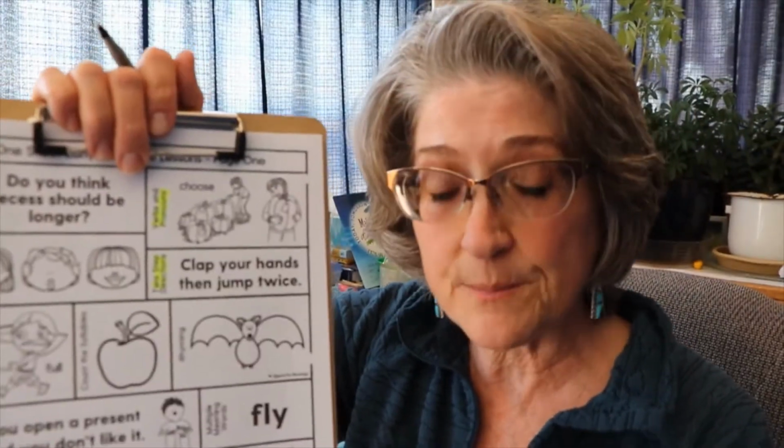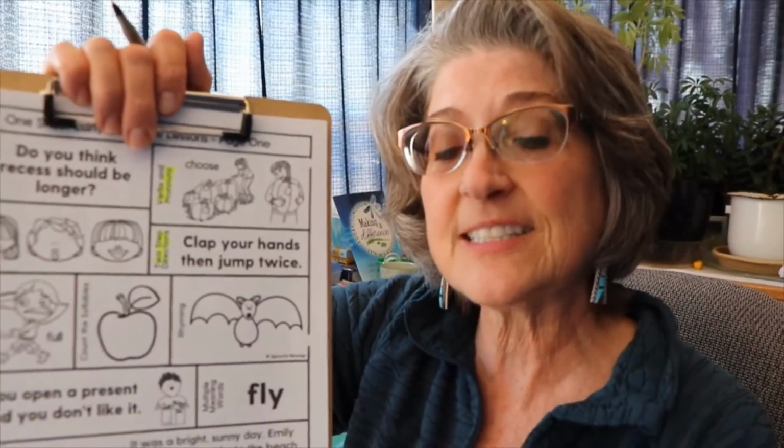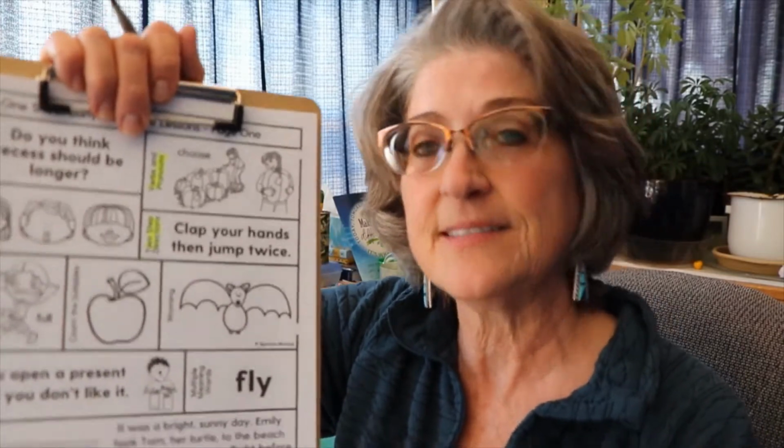Watch your child. See whether or not your child is able to do that. If your child does it, give him a lot of praise. If your child is not yet able to, you can practice with him. You can show it to him with him. Let's do it together. Clap your hands, then jump twice, and you're both doing it.